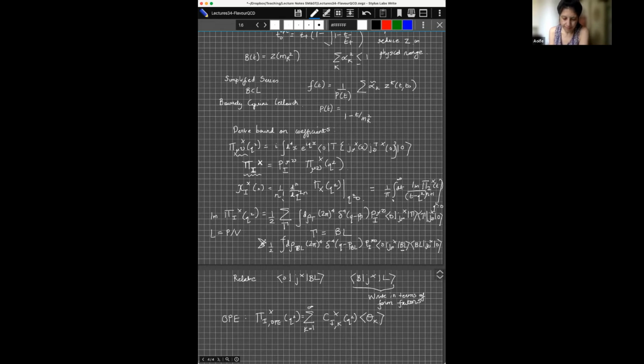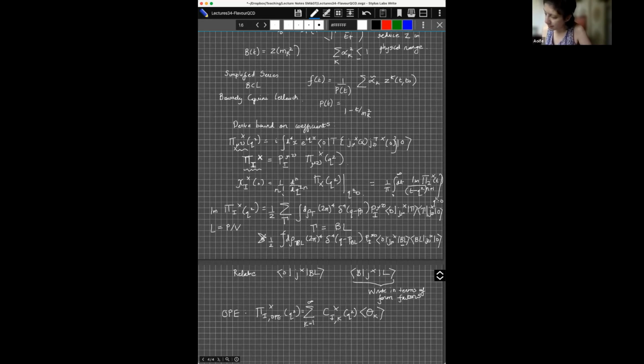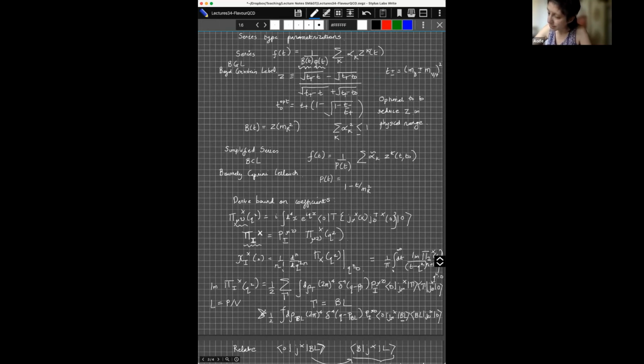Okay. I don't think I really have time to go into this in more detail, but the basic idea is that on one side you can calculate this in the OPE. On the other side, assuming that the function is analytic, you can relate the BL in the final state to the transition element from the B to the L, and that you can write in terms of form factors. Then inserting for these form factors this series expansion in this form, it's possible to get a bound on the sum of the coefficients, the square of the sum of the coefficients.